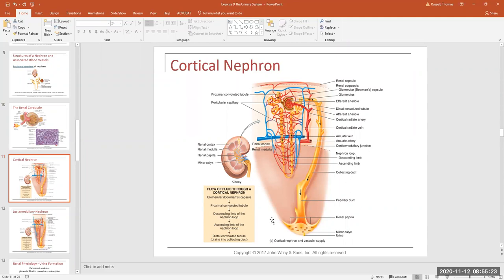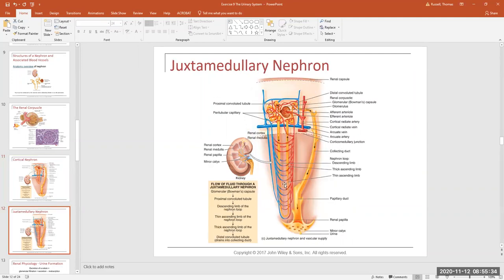Before I move forward, I want to tell you this. On the kidney model, on one side, they have a cortical nephron. I forget which side it's on. And on the other side, they have a juxtamedullary nephron.